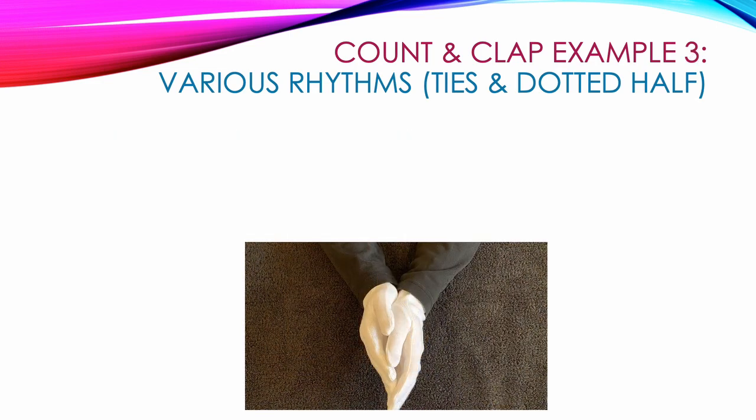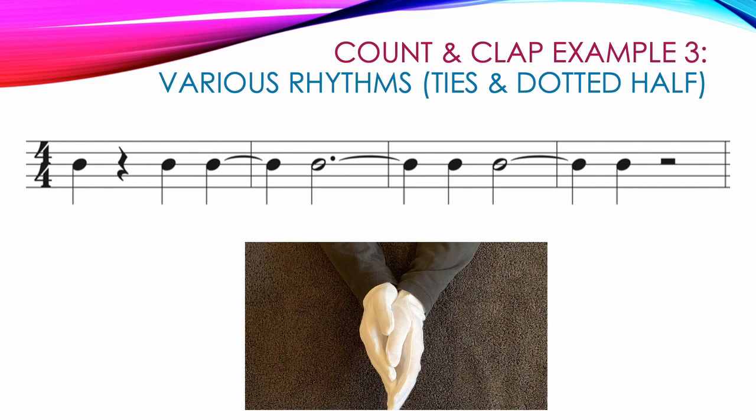Now for our last example. In example number 3, we get a little tricky because we have some ties that go across a measure. We start out the first measure with a quarter note on count 1 that we clap, then a quarter rest on count 2 with our hands apart, and then a quarter note on count 3 that we clap. So the first 3 beats are 1, 2, 3.